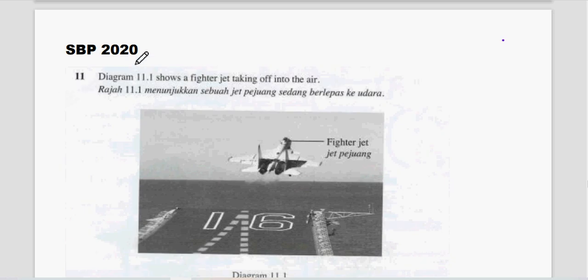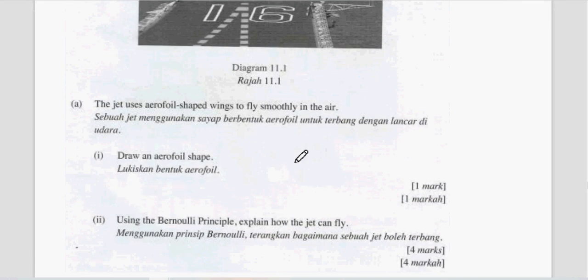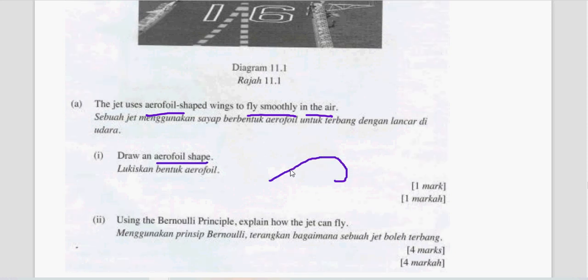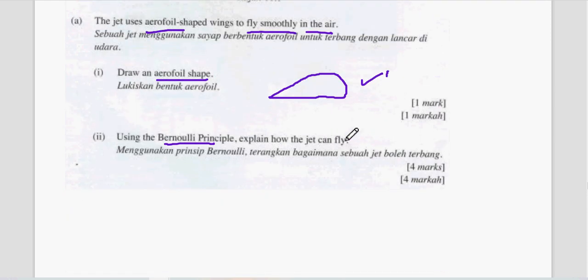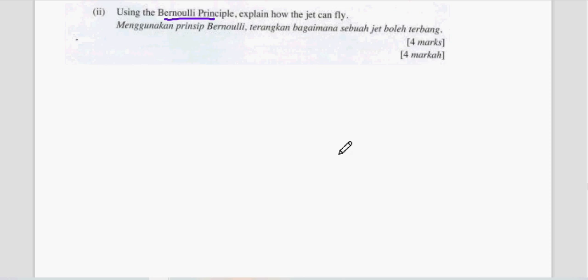Okay, we look at the SBP 2020 diagram 11.1. It shows a fighter jet taking off into the air. The jet uses aerofoil shaped wings to fly smoothly in the air. So draw the aerofoil shape. The aerofoil shape will be like that. 1 mark. Then use Bernoulli's principle to explain how the jet can fly. You need to use the aerofoil shape diagram here to help you write a better answer.